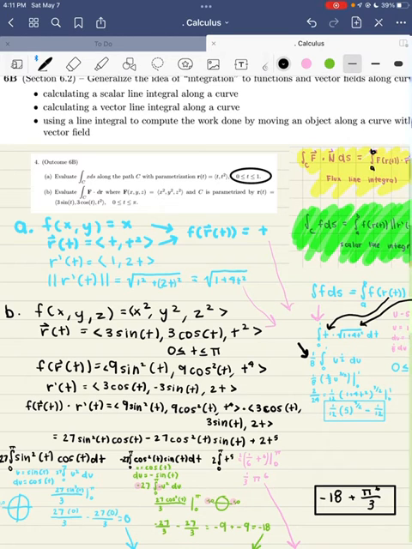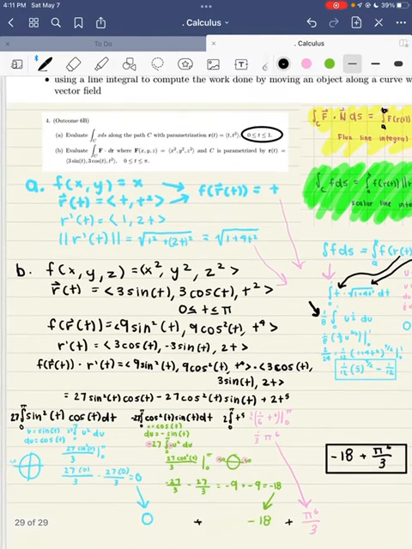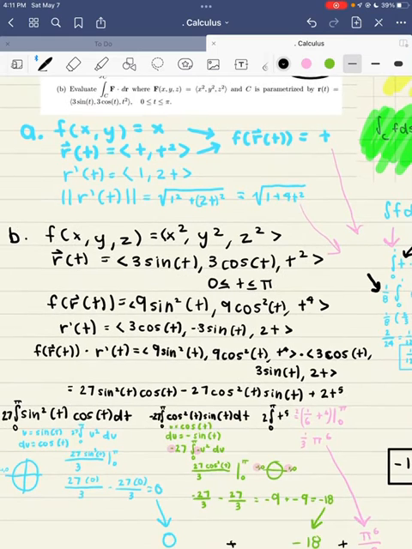Okay, so I just wrote everything out, and then f of r of t is equal to 9 sine squared of t, 9 cosine squared of t, and t to the 4th. And then the derivative of r of t is equal to 3 cosine t, negative 3 sine t, and 2t. So then I plugged that all in and got 27 sine squared of t cosine of t minus 27 cosine squared of t sine of t plus 2t to the fifth.